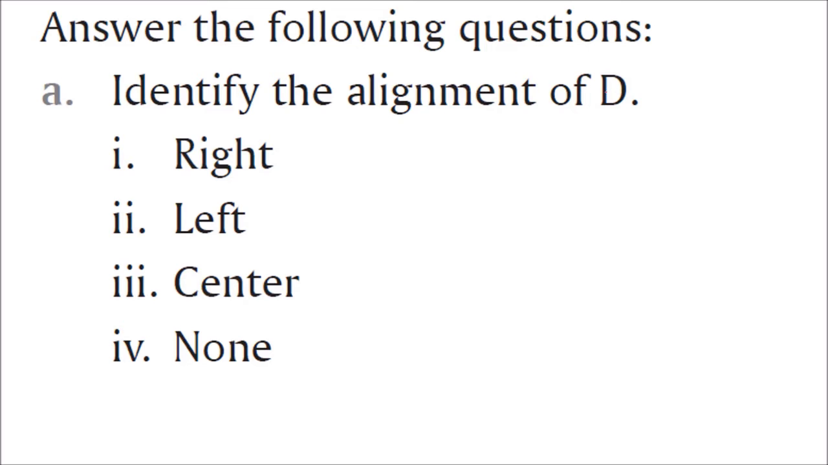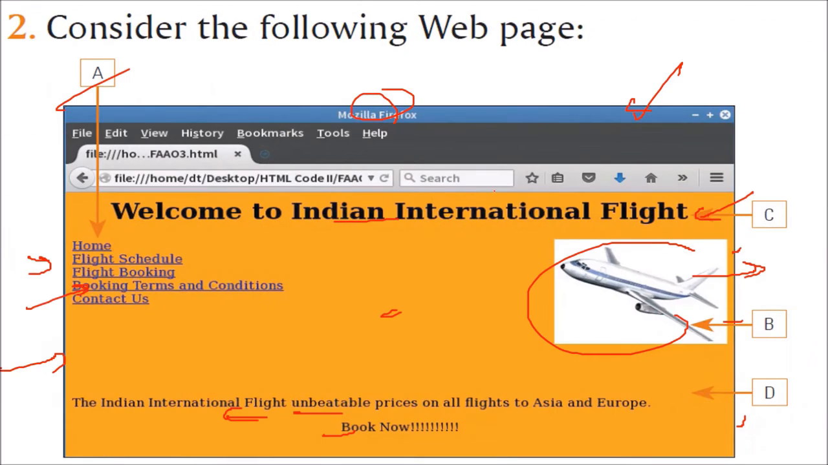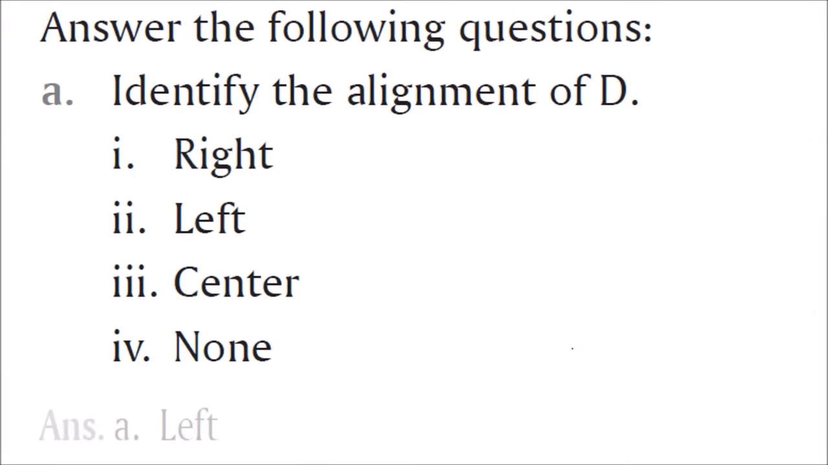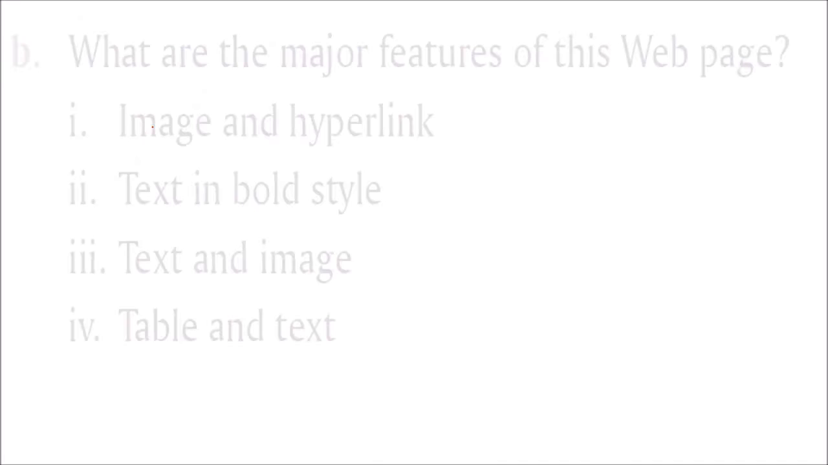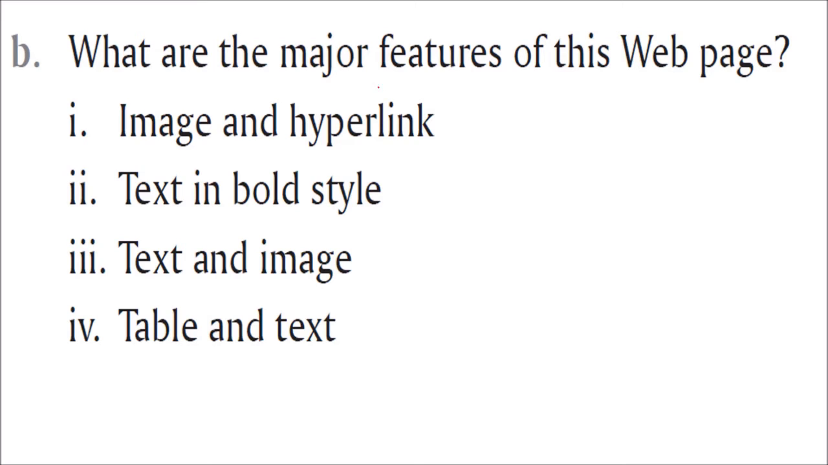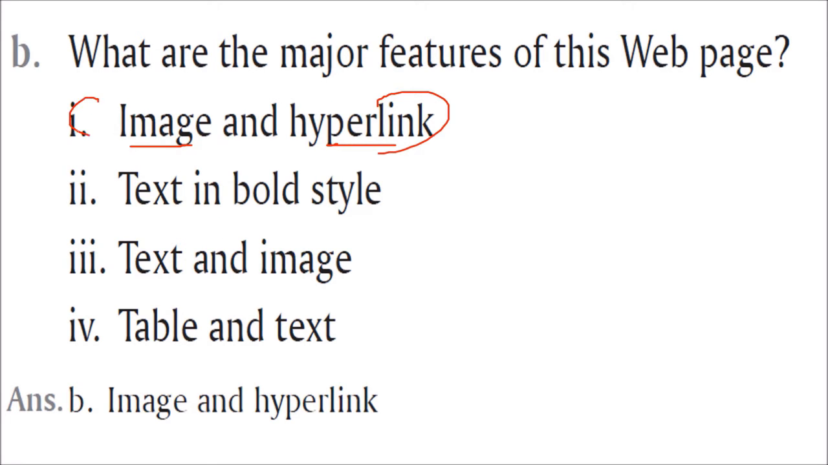First you have to identify the alignment of D. What is the alignment of D? Let me take you back. As you can see here, the alignment of D is left. It is left-wise. It is here. What are the major features of this web page? You can see the image and hyperlink. So this is the major feature. There are other features also, but the major is this.